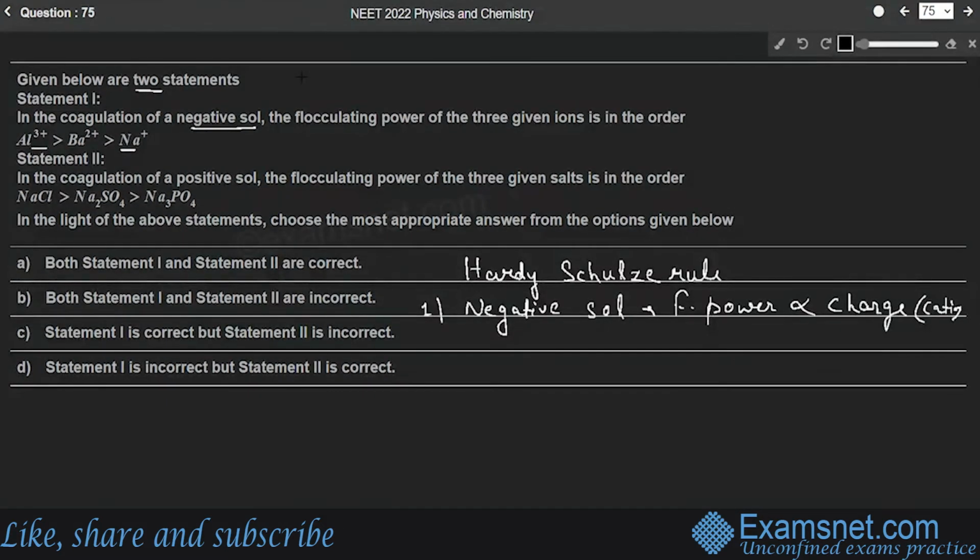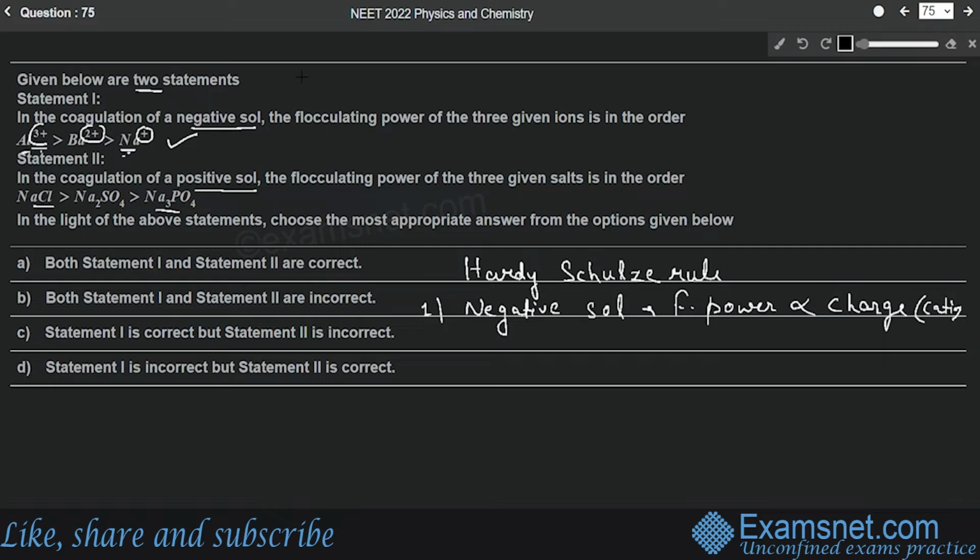Now, here we can see that sodium ion has 1 plus charge, in barium it is 2 charge, and in aluminium it is 3. Okay, so according to this rule, the flocculating power should also increase from sodium to aluminium because charge is also increasing. So this statement is a correct statement. Okay. Now, for statement 2, it is given that in the coagulation of positive sol, the flocculating power of the three given salts is in the order from NaCl, that means sodium chloride, to sodium phosphate, it is decreasing.